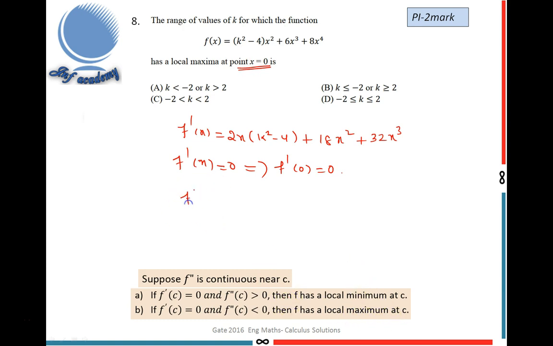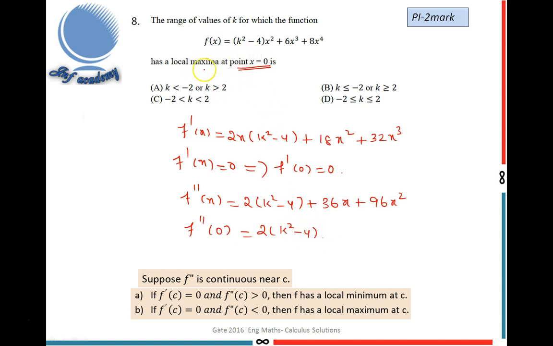So I find f double dash of x, that is 2 into (k square minus 4) plus 36x plus 96x square. Next I find f double dash of 0. F double dash of 0 is, these two values are 0, so 2 into (k square minus 4).